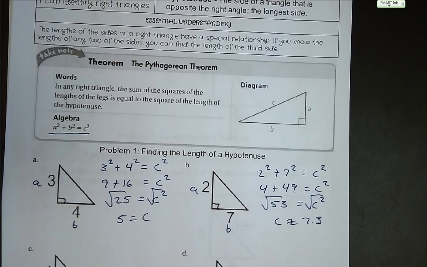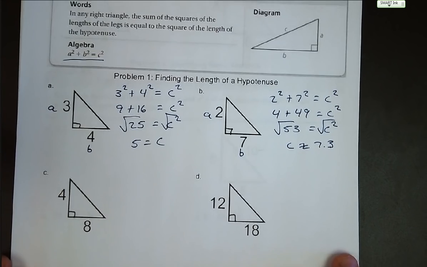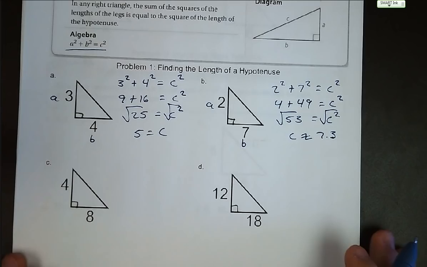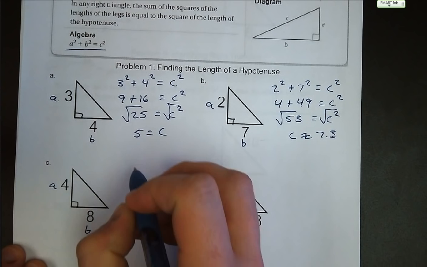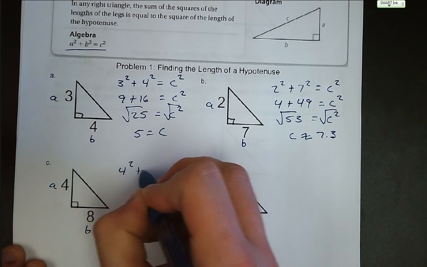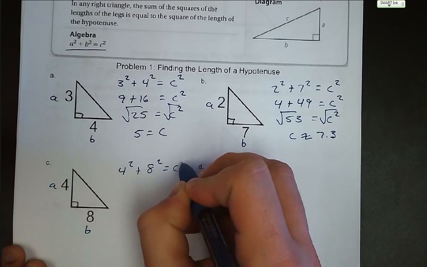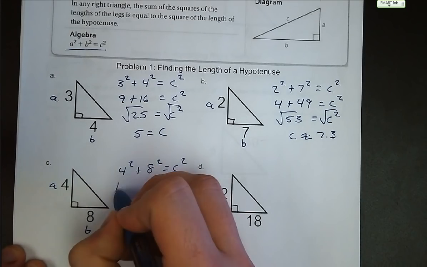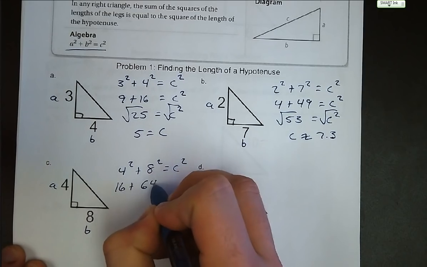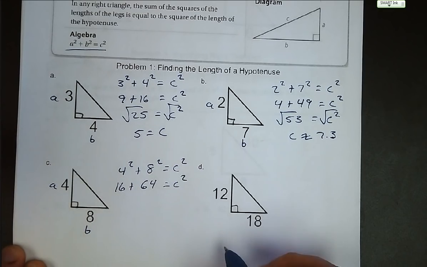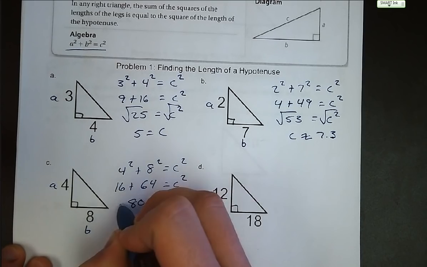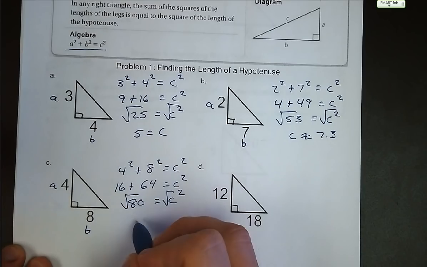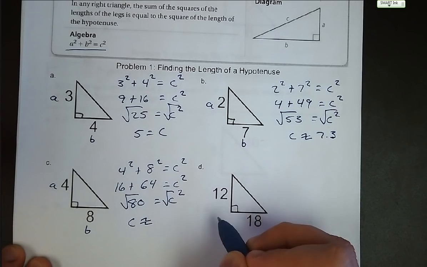Okay, I want you guys to try letter C and D, find those hypotenuses, and then we're going to go over it. So letter C, we have side lengths of 4 and 8. So those are our A and B. 4 squared plus 8 squared is equal to c squared. 4 squared is 16. 8 squared is 64. When you add those together, we get 80 is equal to c squared. Square root of both sides. C is approximately equal to 8.94.